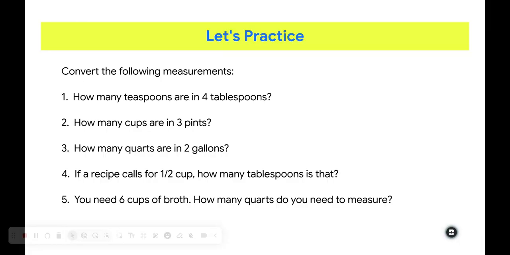If a recipe calls for 1/2 a cup, how many tablespoons is that? That's going to be 8 tablespoons. So remember 4 tablespoons are in 1/4 of a cup. So to get 1/2 a cup, you would need 8 tablespoons. And then our last question, you need 6 cups of broth. How many quarts do you need to measure? So 6 cups, there's 4 cups in a quart. So that's going to be 1.5 quarts.